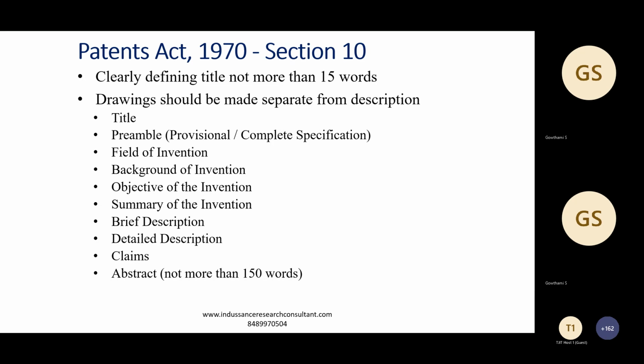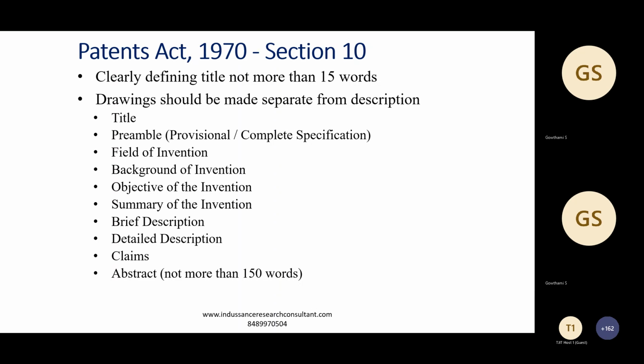I'm not talking about tables and such; those you can keep in the description. But if you have results, graphs, or drawings, then put them in the drawing sheet separately. Next, these are the different fields that will be there in the draft. First, we will specify the title of the invention.